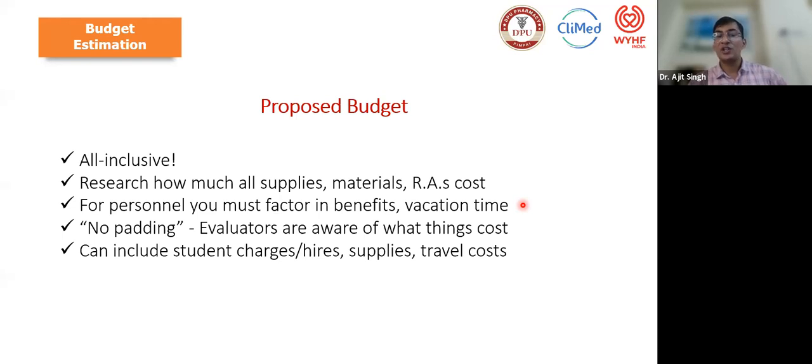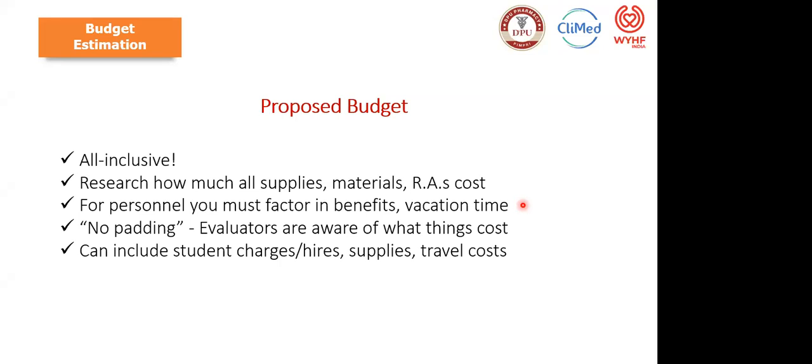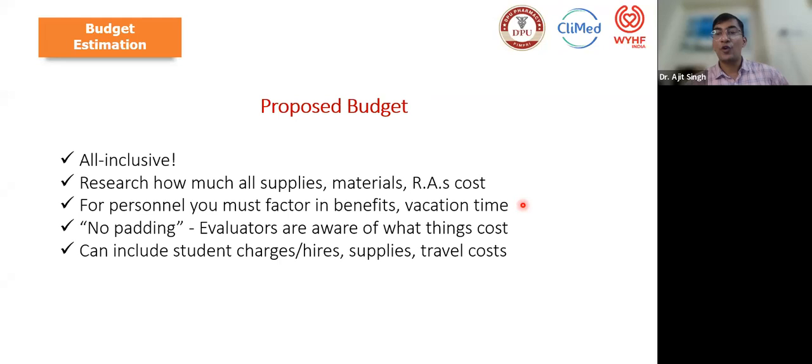Then research how much all the supplies, materials, and research assistants cost, and for personnel, you must factor in benefits. You should not think that if I am working, I should not think for myself. You should look out for yourself also. If you have a research assistant with you, you will get your personal time and your vacations. So don't think only of the money, but think of your personal benefits, like vacation time, free time, mental peace, mental health. You should not be completely devoted to that. Devotion is important, but not at the cost of your personal time. That's why if you need extra staff, write about it. You can include student charges, hires, supplies, travel cost, everything, whatever is there. Very, very important.